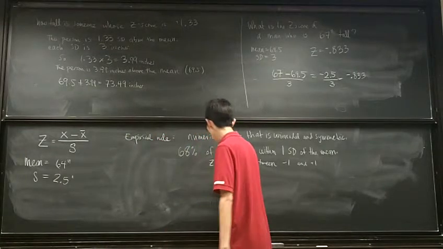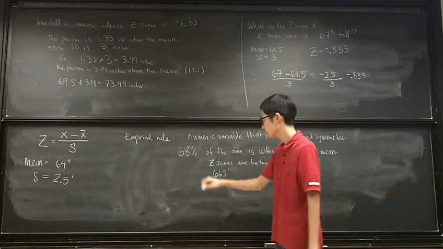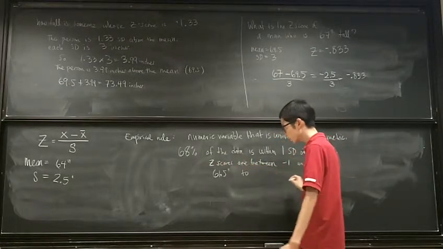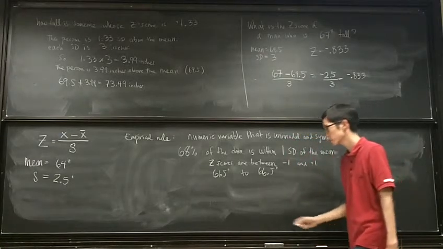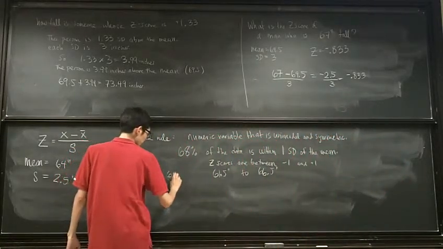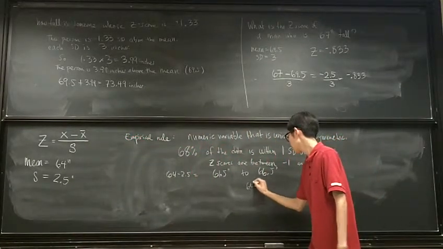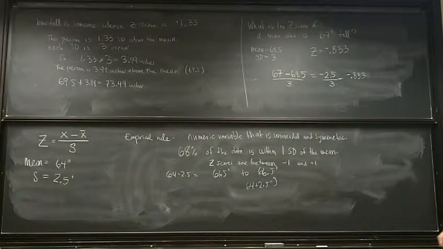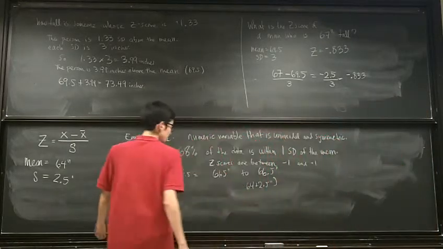Okay? So this tells us that about 2/3 of women are between basically 61.5 inches tall, so 5'4" minus 2.5 inches, to 64 plus 2.5 inches, so 66.5 inches tall. So this is 64 minus 2.5 gives me 61.5, and this is 64 plus 2.5 inches. Okay? So 2/3 are within one standard deviation of the mean.